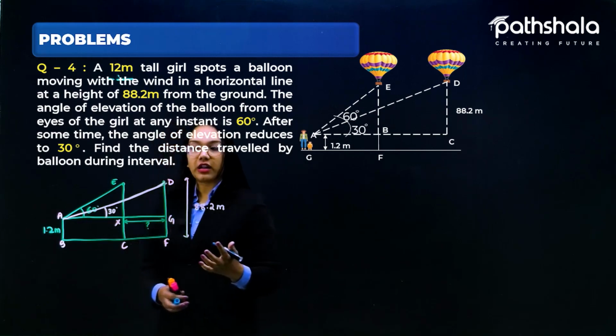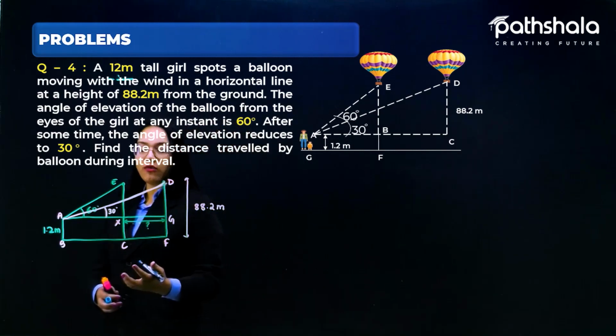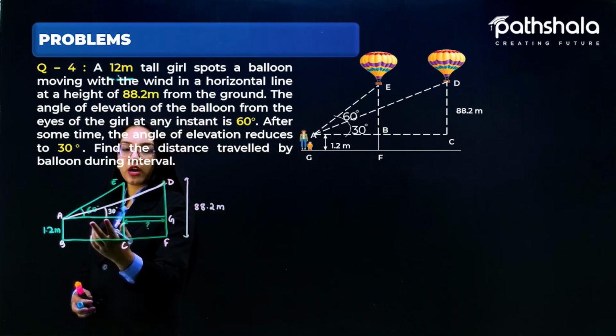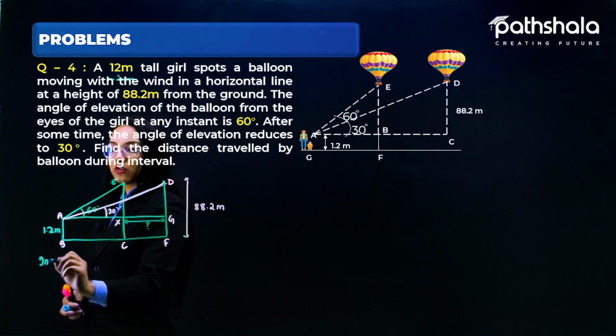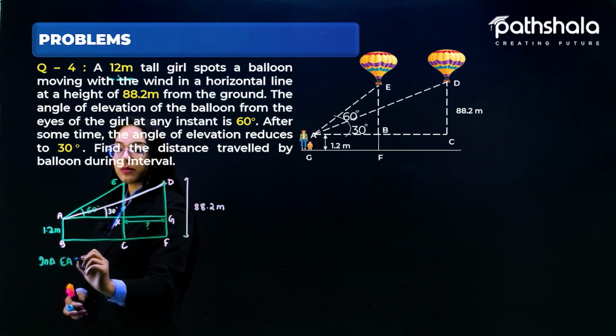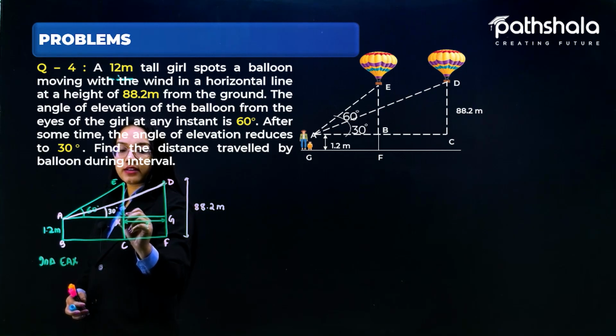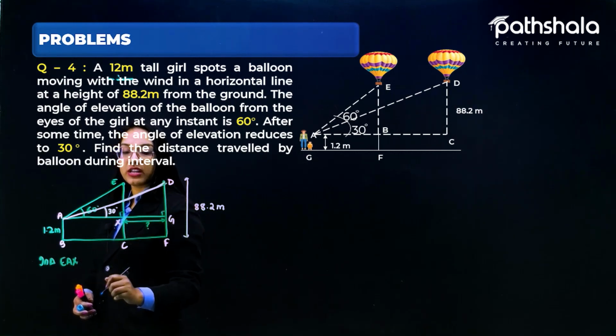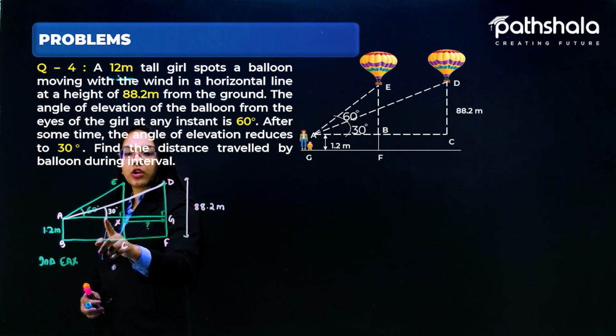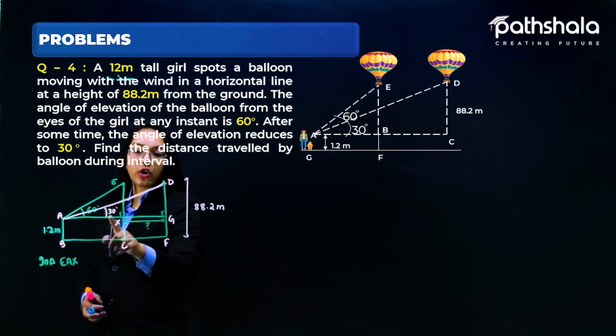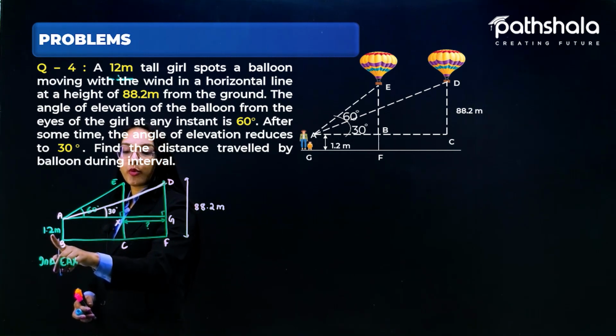So let's start finding out the values. First of all, we'll start with this particular triangle. Let us talk about triangle EAX. This angle is 90 degrees, obviously. So I am talking about this particular triangle. As you can see, this is 1.2 meters.